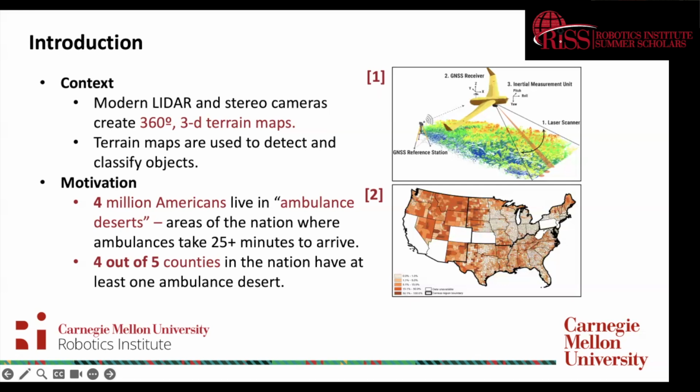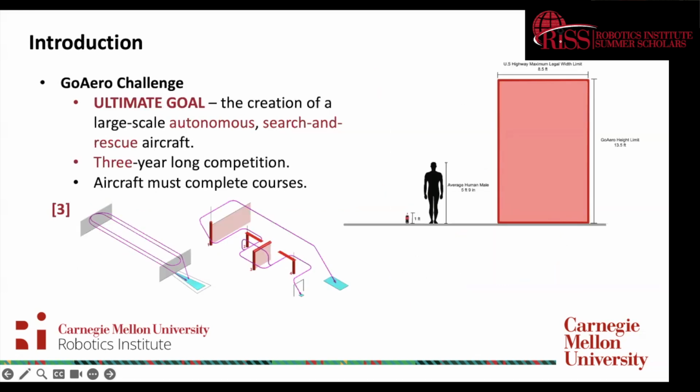The GoAero competition was created in order to gather teams to create a large-scale autonomous search and rescue aircraft. If you look at the figure to the right, you are able to see the average human male right next to the dimensions specified in the official rules of an autonomous aircraft for the GoAero competition.